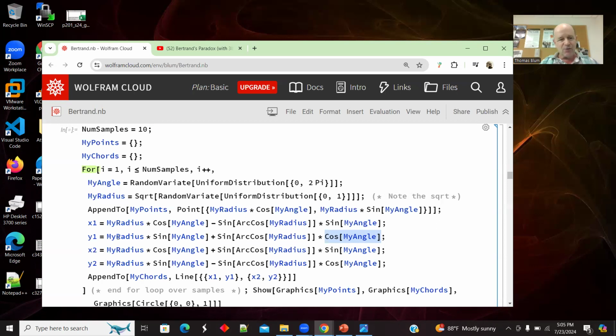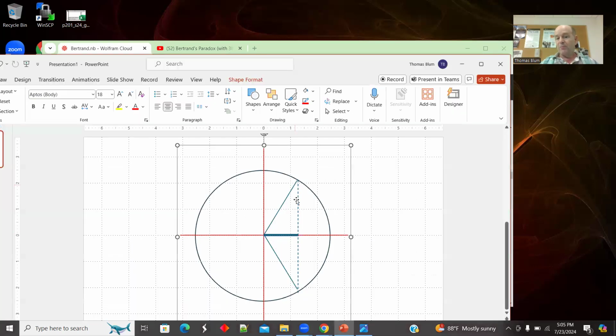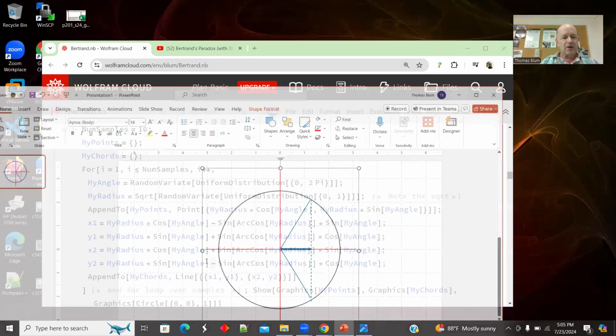And I did it for the x and the y. The difference between the two chord endpoints is the sign of the y's, because once I was going up and once I was going down. Okay.